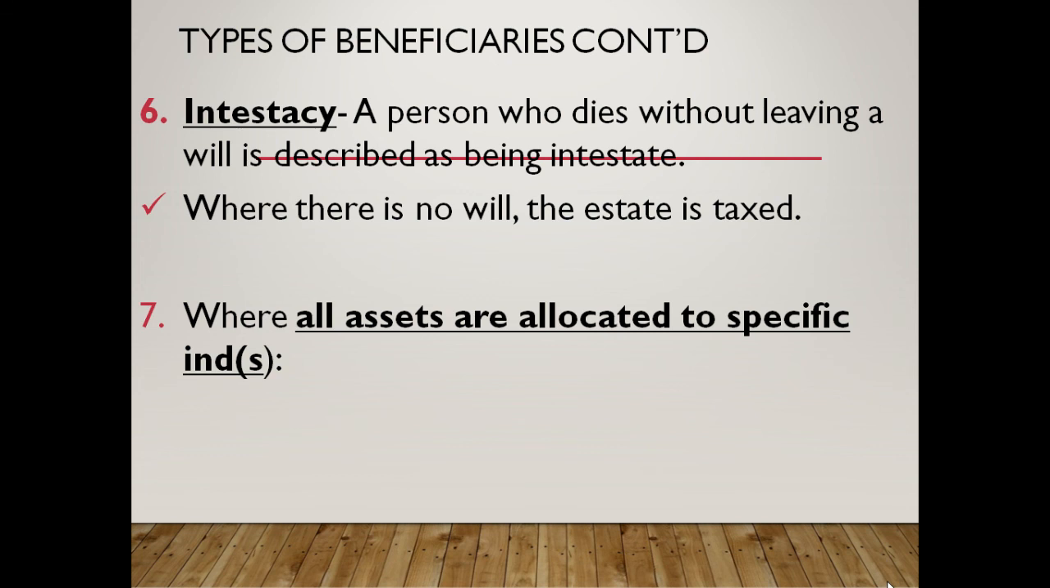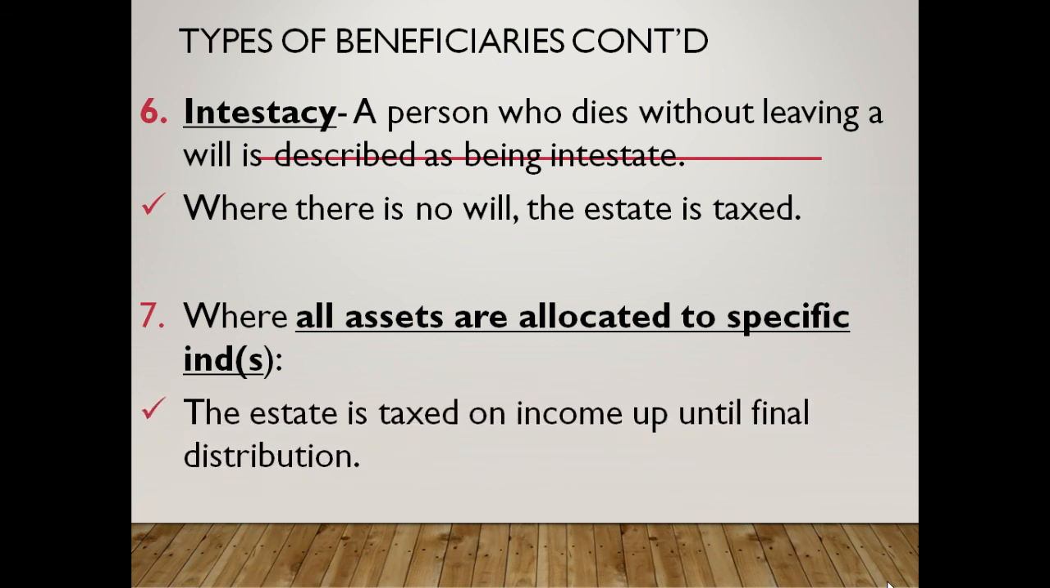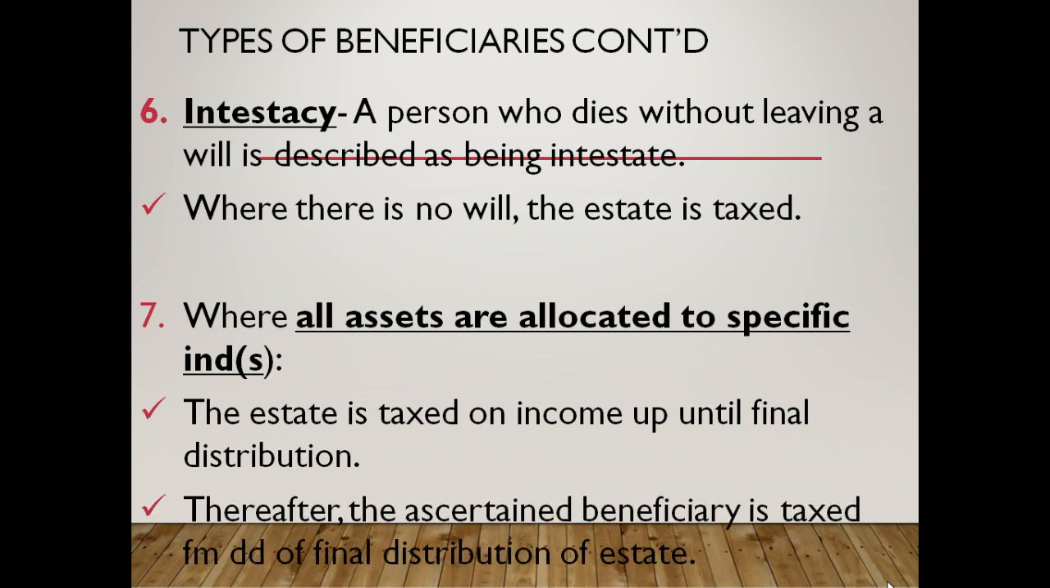The seventh scenario is exactly the opposite of the sixth scenario, where all assets are allocated to specific individuals. The estate is taxed on income up until final distribution. Therefore, the ascertained beneficiary is taxed from the date of final distribution of the estate.